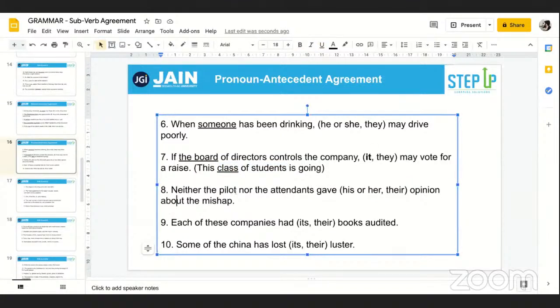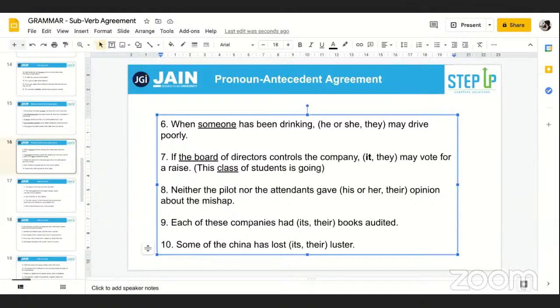Neither the pilot nor the attendant gave their opinion. His or her. Okay, we'll come back to 8 again. It's a different kind. 9 and 10.